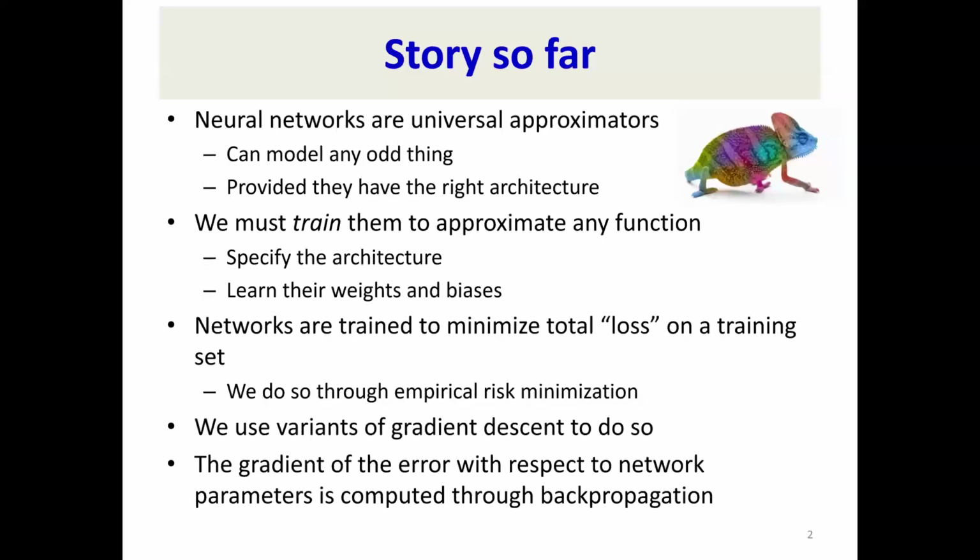And here's what we have seen so far. Neural networks are universal approximators. They can model any function, provided they have the right architecture. We must train them to approximate any function, meaning you specify the architecture and learn their weights. The networks are trained to minimize the loss on a training set. Now, does this guarantee that it learns the correct function?